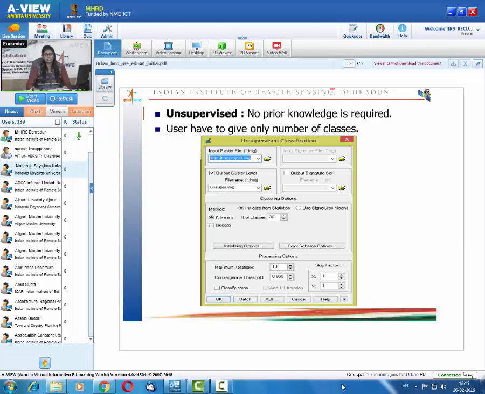In unsupervised classification, you can give maybe 50 classes, and later when the unsupervised classification image comes to you, you can club the classes together to reduce the number of classes to 5 or 6.